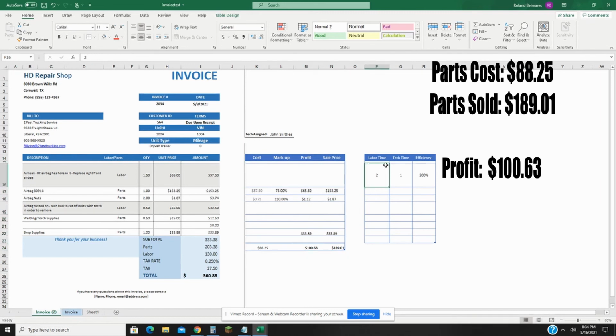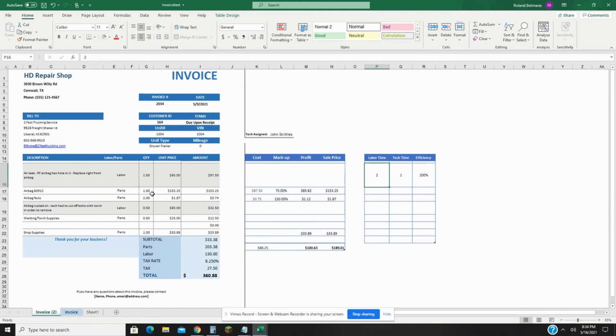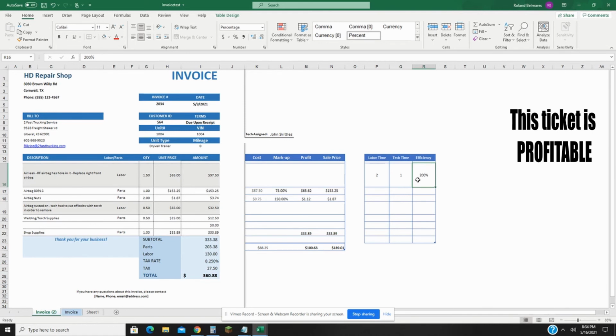For labor time, the tech had 2 hours billed out to this ticket. They did it in 1 hour, so their efficiency is 200%. So your tech is making you money, and this is what you want to see on your invoices every time. Now each individual circumstance can be different, but you should pretty much separate them out the same way.